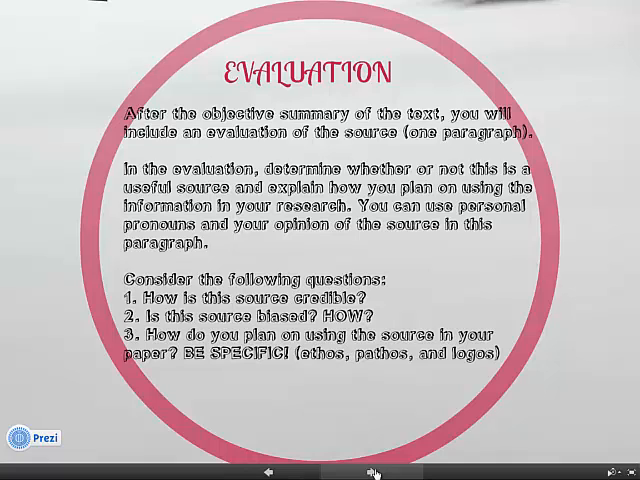But you also might read the article and realize that it's not something that you plan on using in your paper because it doesn't quite relate to what you're talking about, or you already have that information, and that's totally fine to include too. So even if you don't plan on using the source in your paper, explain why you don't plan on using it.